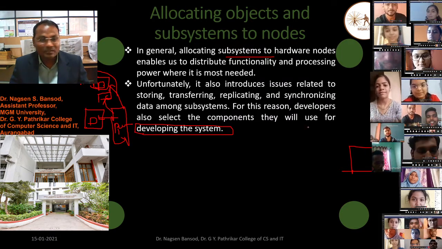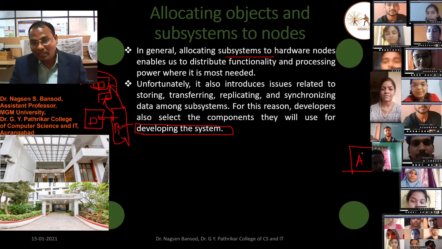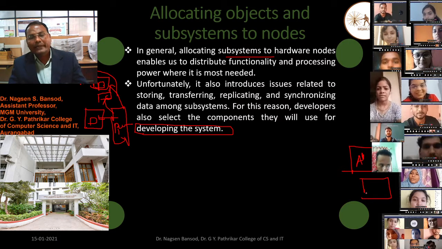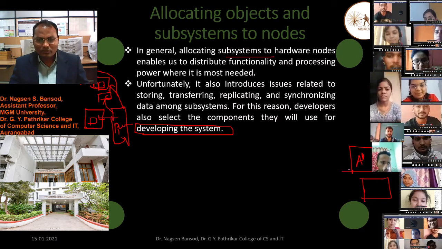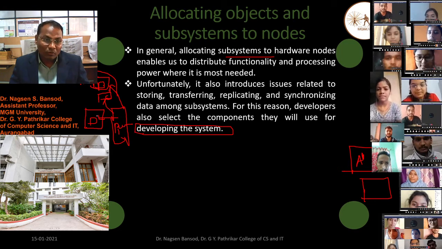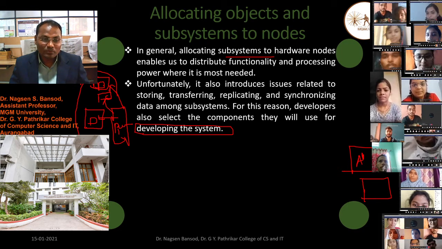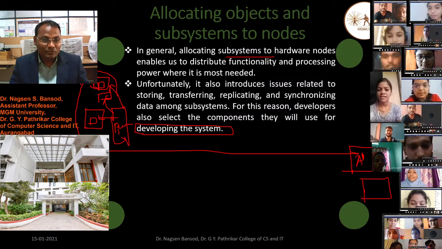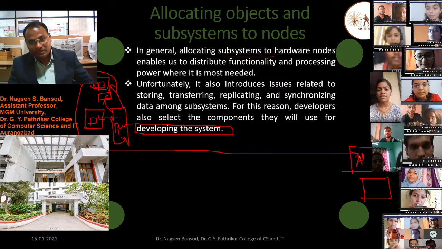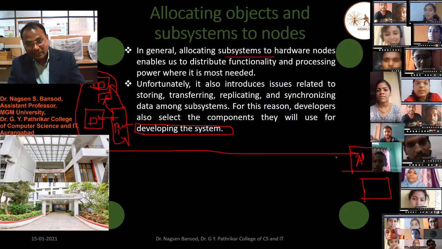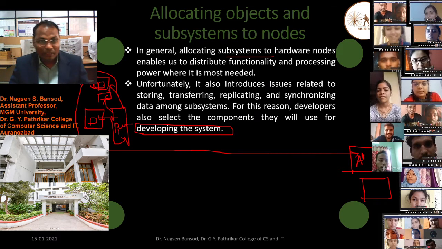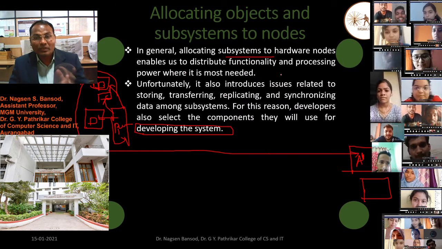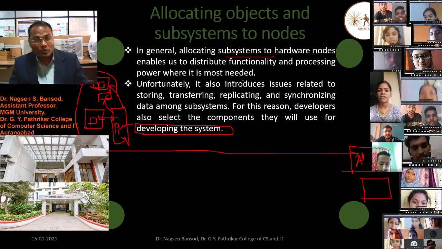We have here A industry, and we have to start here A dash industry because of the power or because of any other problems. This is our other industry. Now we have to access some of the resources from this location to this location. This is one system and this is another subsystem. To transform the data from here to there, we require allocating subsystems to hardware nodes, which enables us to distribute the functionality and processing power where it is most needed.